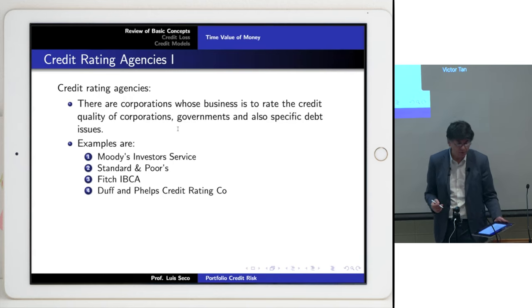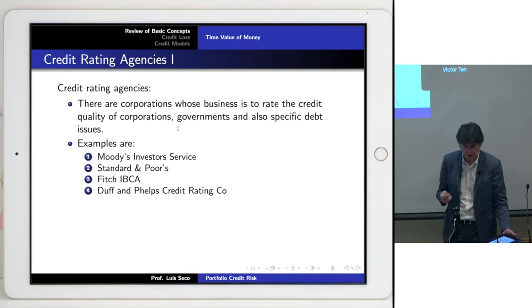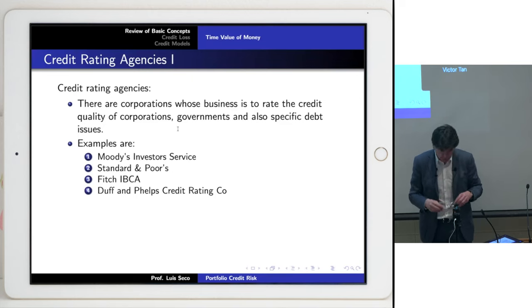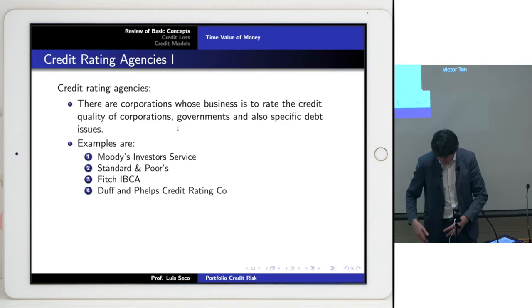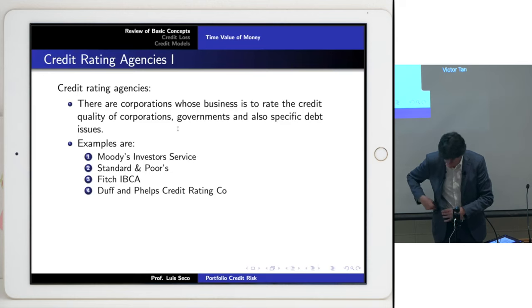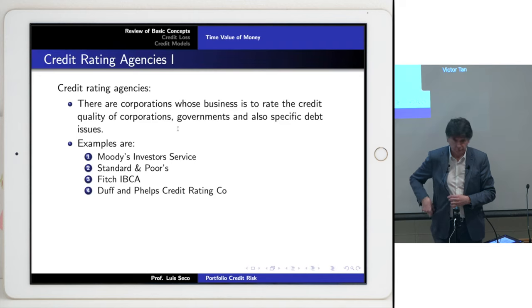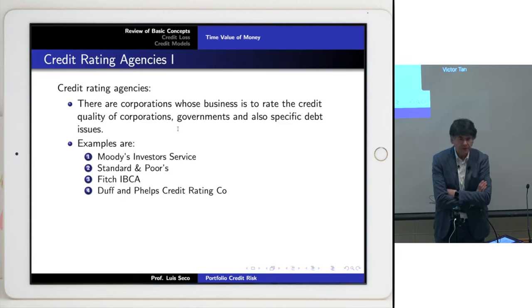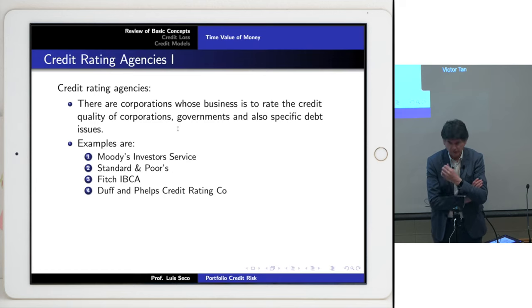Now, they do a bit more than that. We will see next week when we discuss the commercial models what they actually do, but let me pause here because I need to say something important about credit rating agencies. I could say they give me a credit rating and off we go, and then class is dismissed and we go home. But there's more than that, much, much more than that. I want you to understand the business model of credit rating agencies.